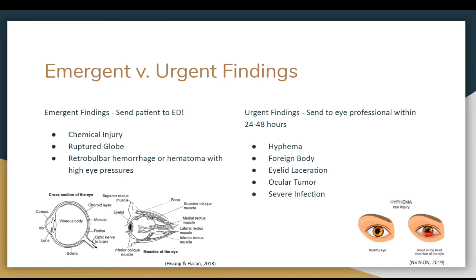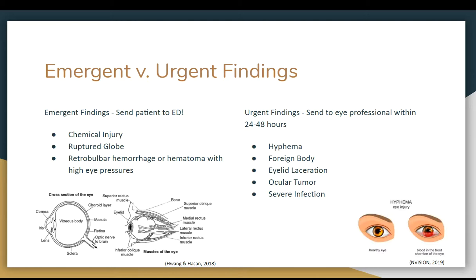Over in your urgent findings, these are ones that need to be evaluated by either an optometrist or ophthalmologist within the next 24 to 48 hours. These are things like a hyphema, which is seen down here. It's pooling of blood inside the anterior chamber of the eye.